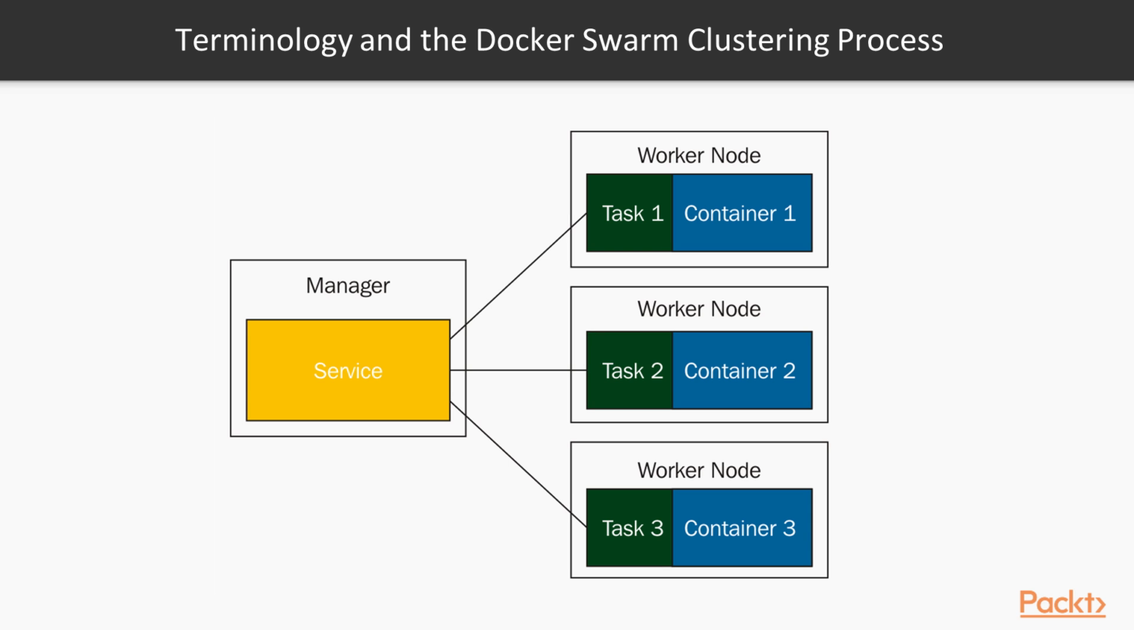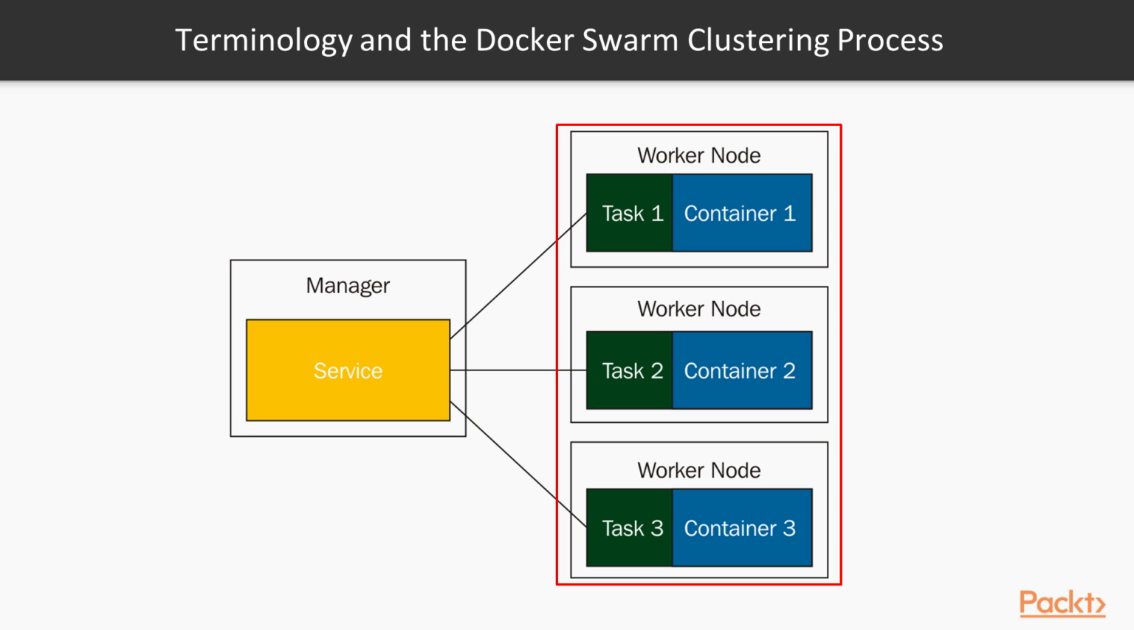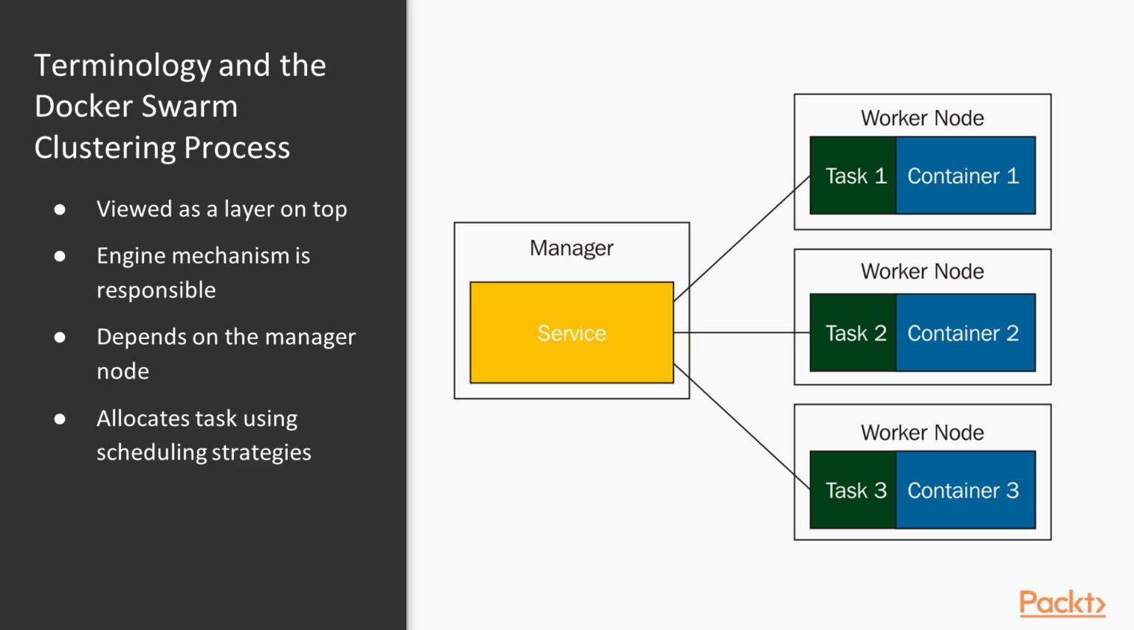Let's look at an image representing the terminology and the Docker Swarm clustering process. We start by specifying a service, the Docker image, and the number of replicas. The manager automatically assigns tasks to worker nodes. Obviously, each replicated container is run from the same Docker image. In the context of the presented flow, Docker Swarm can be viewed as a layer on top of the Docker engine mechanism that is responsible for container orchestration.